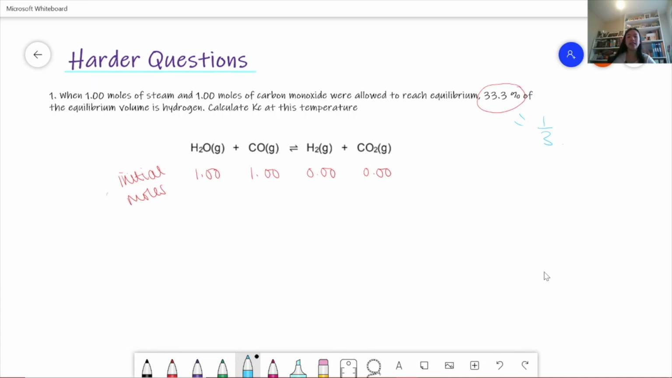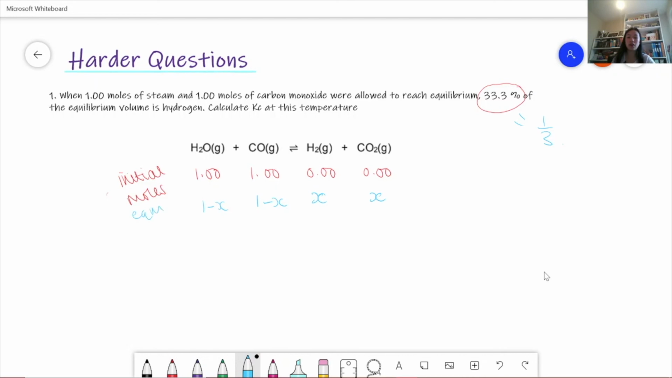If we call this X, because we don't know how much volume there is in total, we actually don't know what the equilibrium moles of hydrogen are. So if we call the hydrogen X, so it's changed by an X amount, then we look at the ratios. Actually all the ratios are 1:1. So that means that carbon dioxide increases by X as well, and the carbon monoxide decreases by X. So the equilibrium moles will be 1 minus X. And for water, it'll be the same.